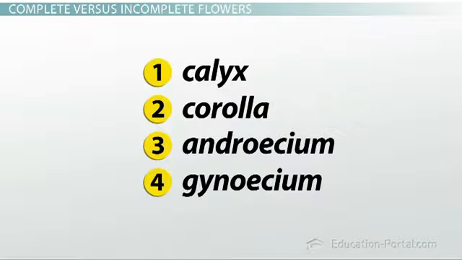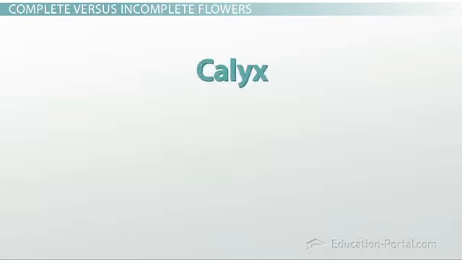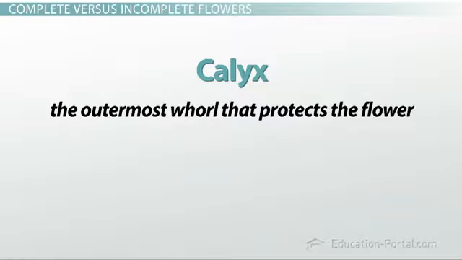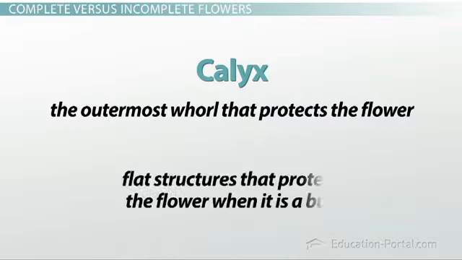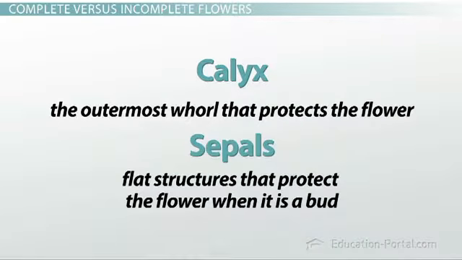Let's look at each part more closely. The calyx is the outermost whorl that protects the flower. The calyx generally contains flat structures that protect the flower when it is a bud or before it blooms. These structures are called sepals. This part of the plant is considered sterile because it does not contain any reproductive structures.